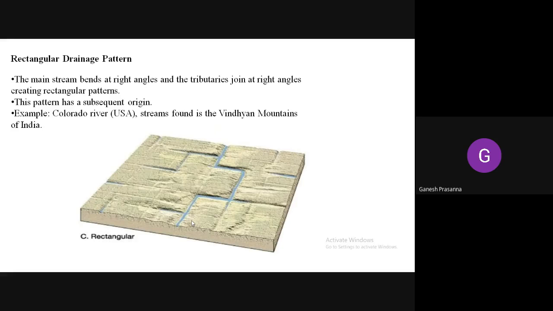Coming to the rectangular drainage pattern, in the rectangular drainage pattern the main stream bends at right angles and the tributaries join at right angles, creating a rectangular pattern. You can see this is one main stream, bending at right angles, and the tributaries also join at right angles, which makes a rectangular pattern. These have a subsequent origin.